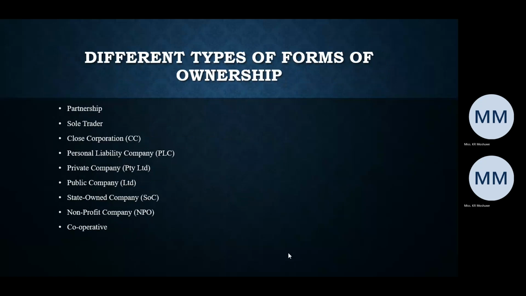Like I said, we have different forms of ownership, which we will look at individually as time goes on. Namely, these forms of ownership are partnership, sole trader, close corporation, personal liability company, private company, public company, state-owned company, non-profit companies, and cooperative companies. In today's lesson, we will mainly look at partnership.